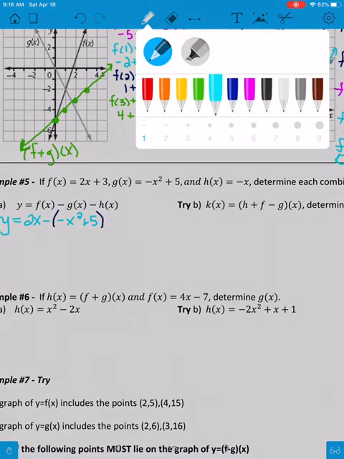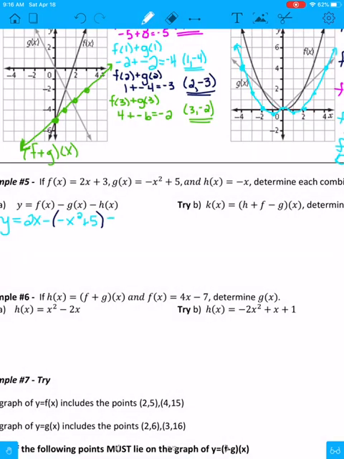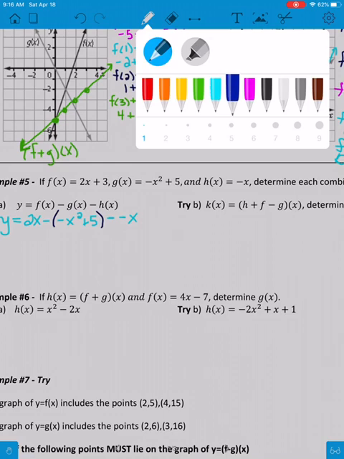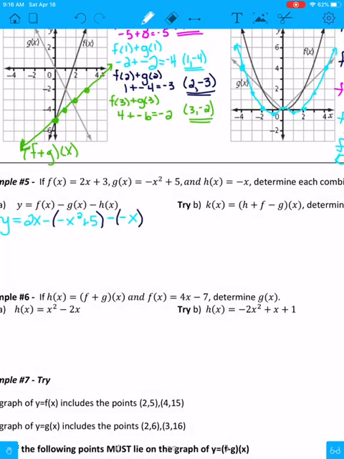And then minus h of x, which is negative x. But we have to remember to put it in brackets. So I'm going to get 2x minus a minus x squared, so plus x squared, minus positive 5, so minus 5, minus a minus x squared, so plus x squared. And then my last step is to collect like terms. So x squared plus x squared is 2x squared, 2x, so plus 2x, minus 5.